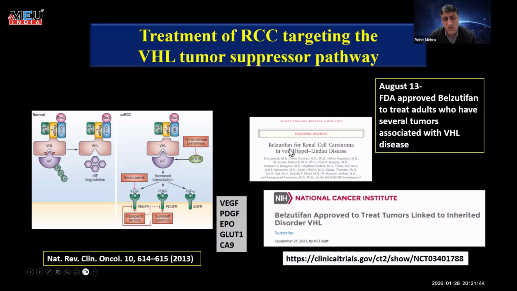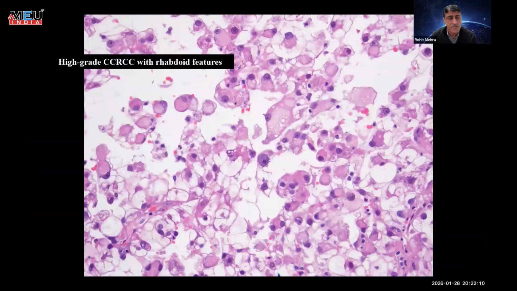Currently, belzutifan is also approved for treatment of patients with advanced renal cell carcinoma or advanced clear cell renal cell carcinoma, which are refractory to other main line therapeutic regimens. And just so everyone knows, I'm sure everyone knows, belzutifan is a HIF inhibitor, and this is an oral drug. So I think this is a remarkable development in the treatment of patients with renal cell carcinoma.